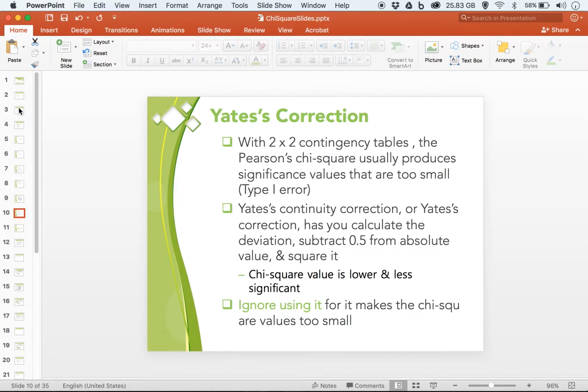And although that really seems like a great solution to your problem, there is a lot of evidence that shows that this overcorrects and actually produces chi-square values that are too small. And we see this a lot in medical research, and our journals as well as statisticians are warning individuals to ignore the Yates correction and not to use it.